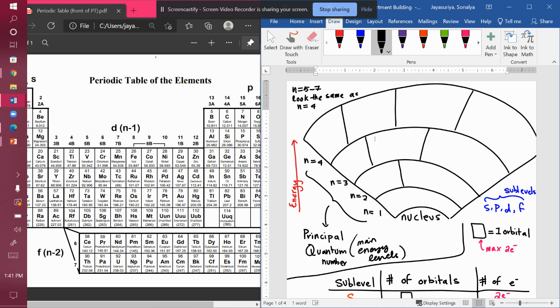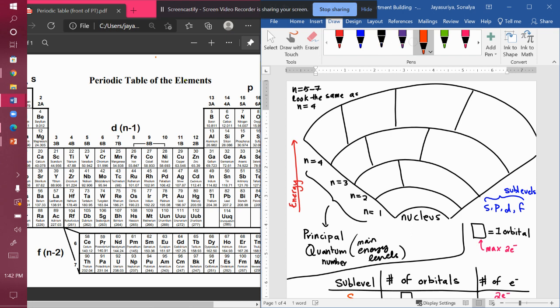Then you have energy level 1, or n equals 1, which is the closest to the nucleus and it's the smallest. Then you have energy level 2, n equals 2. Then energy level 3, n equals 3. And energy level 4, n equals 4. Now, the way that these energy levels differ from each other is by the type of apartment, or the type of sublevel they have inside them.